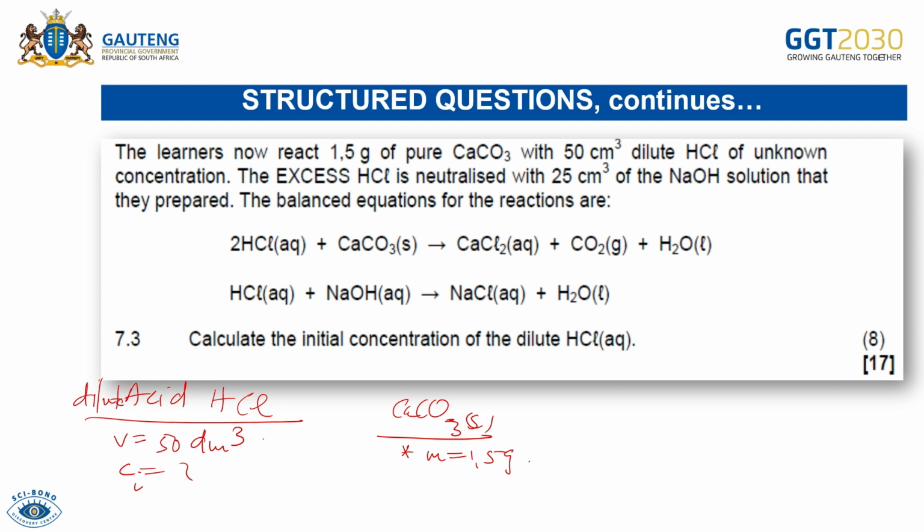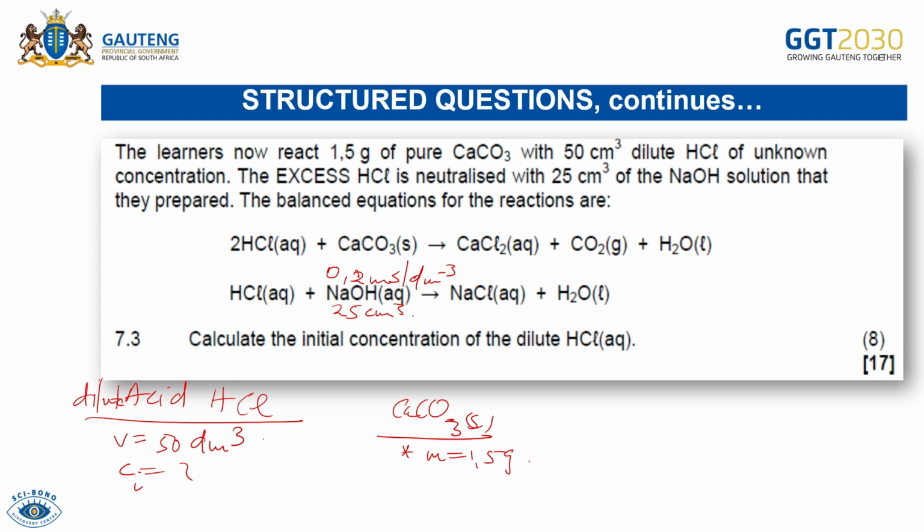Right. Then, the excess, this is very, very important. The excess hydrochloric acid is neutralized with 25 cubic centimeters of sodium hydroxide solution that they prepared. I repeat, the excess hydrochloric acid is neutralized with 25 cubic centimeters of the sodium hydroxide solution they prepared. Its concentration was 0.2, if you still remember. Then what is the volume that neutralizes this excess hydrochloric acid? It's 25 cubic centimeters.